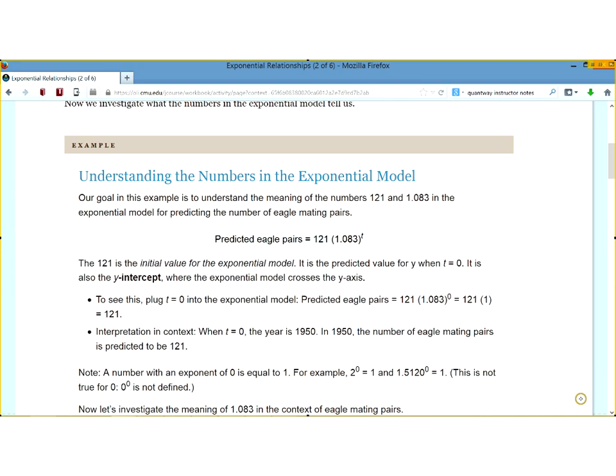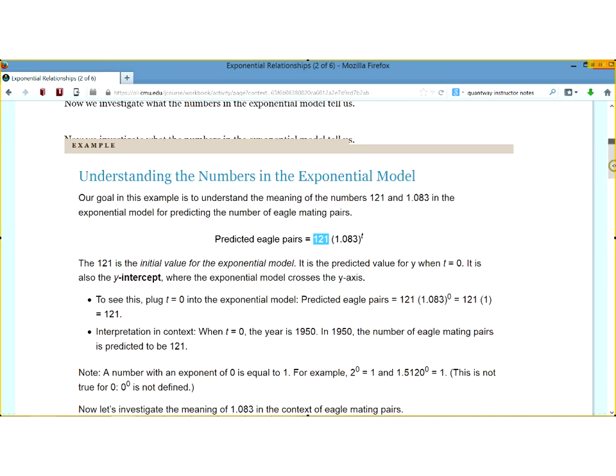Well, that is also the constant number in this equation. So if we have, here's our equation right here, all right, and you see the number that's not associated with the variable is this 121. And what that means is that's sort of the predicted number of eagle pairs in year 0, or in 1950. Now, in this particular example, that's probably not going to be a very good prediction.